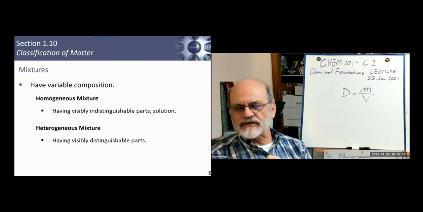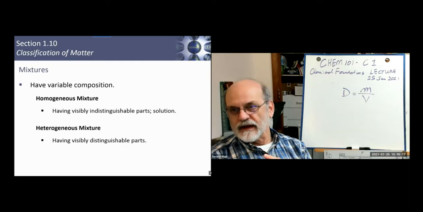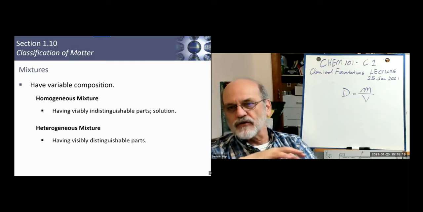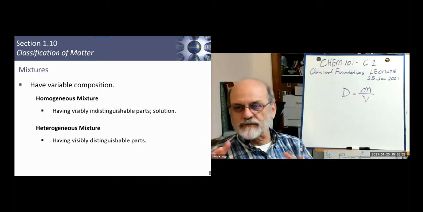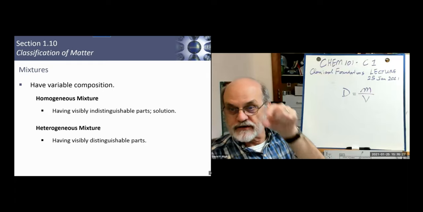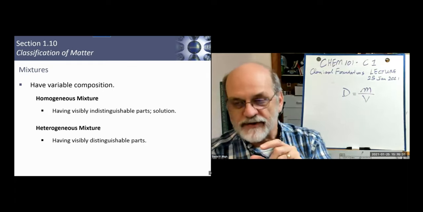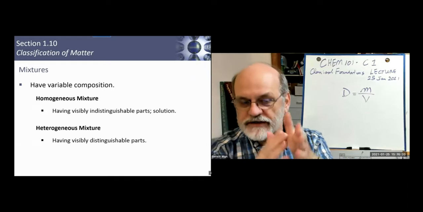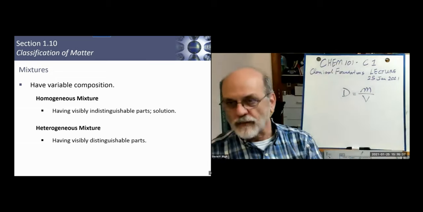Now, mixtures come in two varieties. Homogeneous mixtures, where you put two or more substances together and they're evenly mixed throughout. That is, no matter how big or how small, if you take a smaller sample out of different parts of that mixture, they will always be the same composition of the different pure substances that you put together. That's homogeneous.